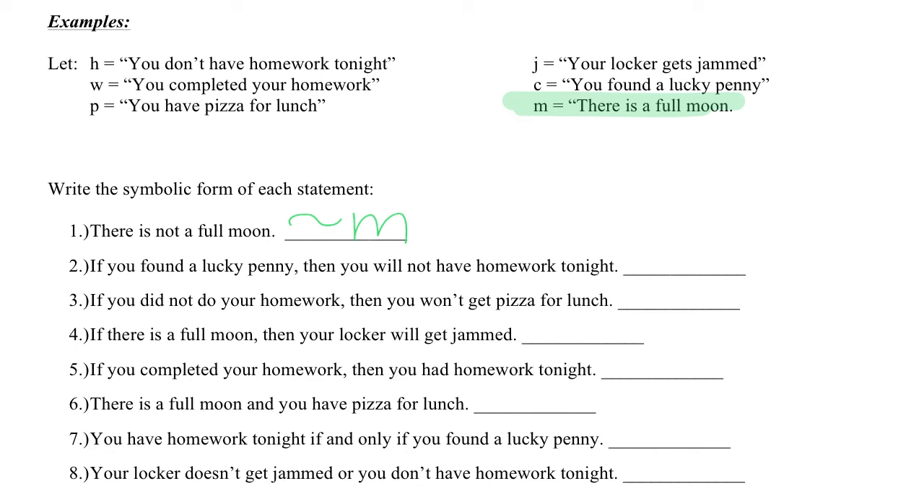Number 2, if you found a lucky penny, then you will not have homework tonight. If you found a lucky penny, that is going to be our C. And you will not have homework tonight. Right there, you don't have homework tonight. So let's make sure we get all the right negations in here. So you found a lucky penny, that will be C. And if then, so we have an arrow. And you will not have homework tonight. That's already built into this, the don't in there. So we just have to put an H. If C, then H.